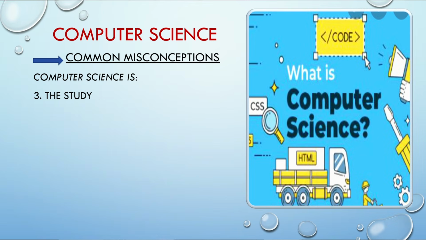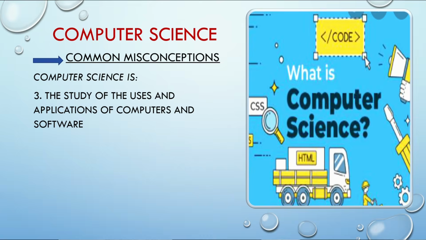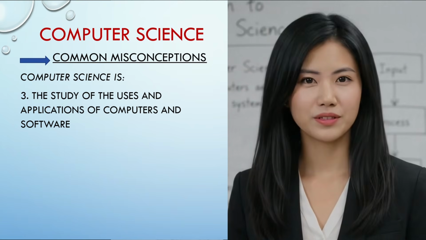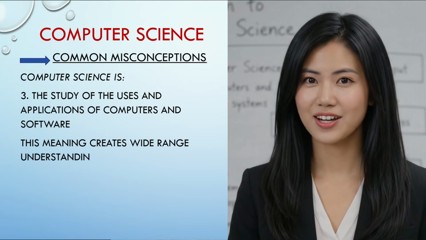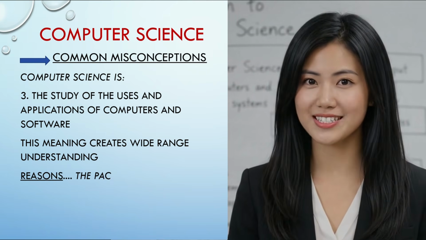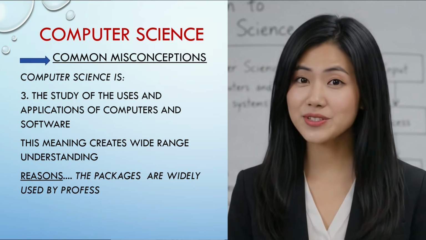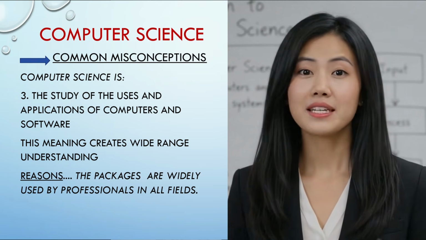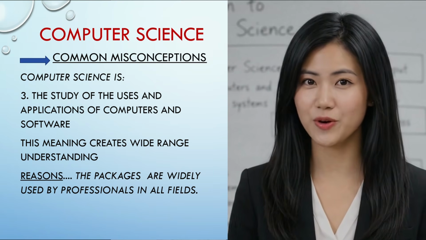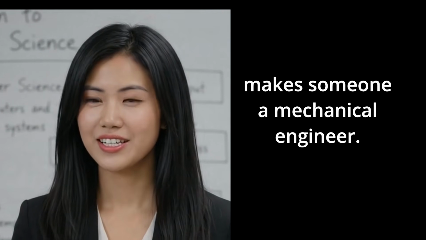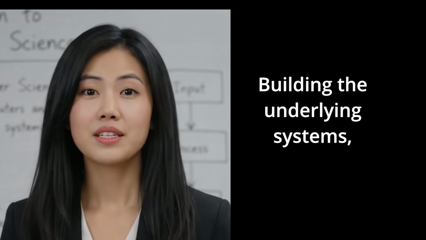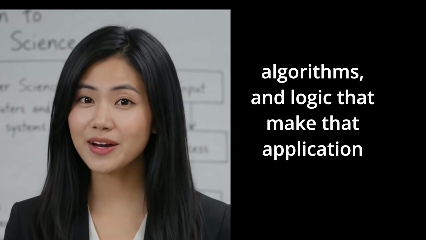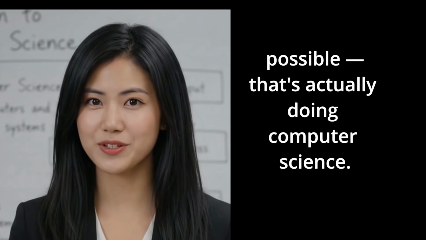Misconception number 3. Computer science is the study of the uses and applications of computers and software. This comes from seeing professionals in every field: doctors, accountants, engineers, artists, using computer packages and software every day. And sure, that's a use of computing, but knowing how to use Excel or Photoshop doesn't make someone a computer scientist, any more than knowing how to drive a car makes someone a mechanical engineer. Using an application is consuming computer science. Building the underlying systems, algorithms, and logic that make that application possible, that's actually doing computer science.